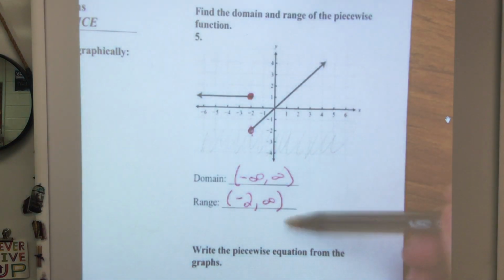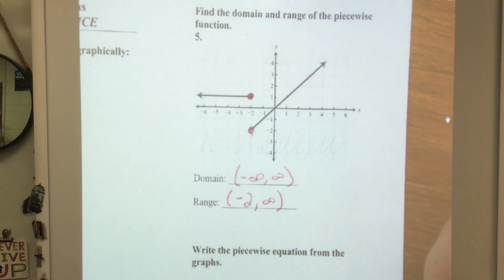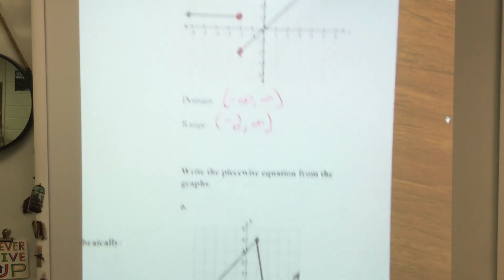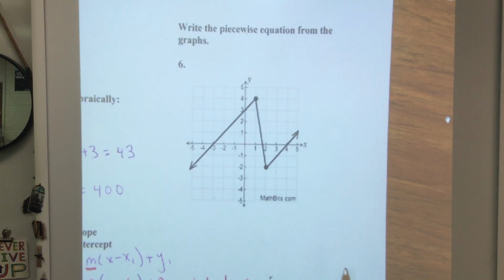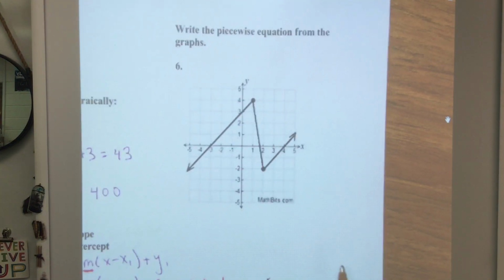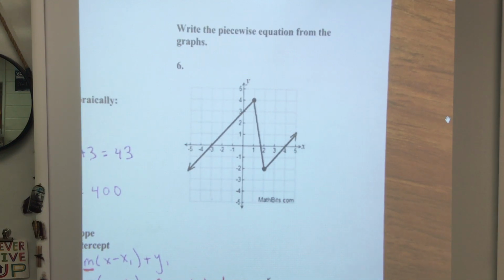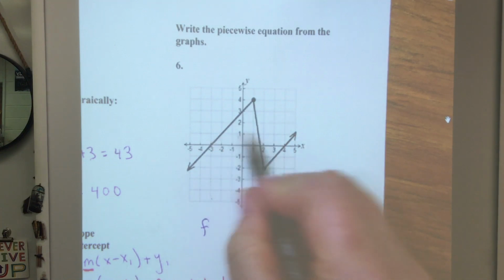In the other video, I did the 3 problems on the other worksheet. So if you need more practice with that, go look at that video. And then our last one, write a piecewise equation from the graphs. So here I have 3 of them, 3 lines.